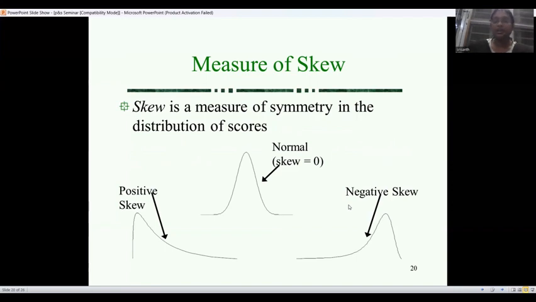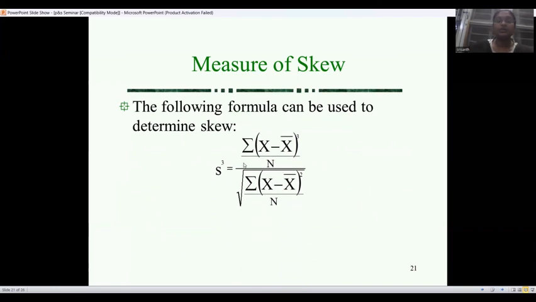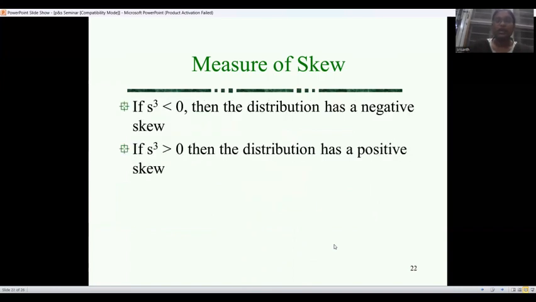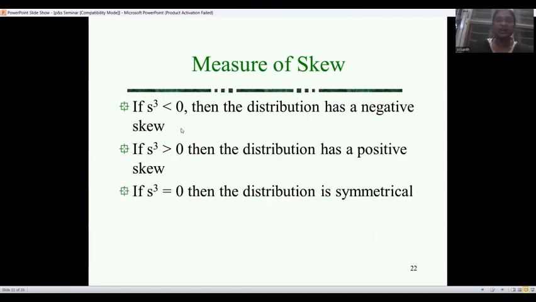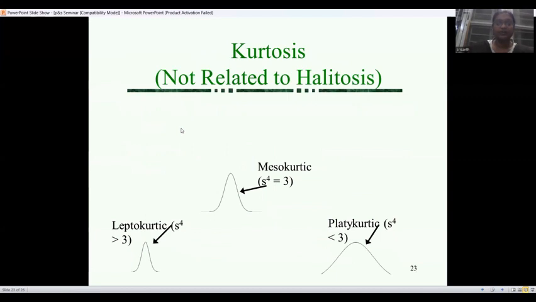A skew is a measure of symmetry in the distribution of scores. The formula can be used to define the skew. If the skew value S cube is greater than 0, then the distribution has positive skew. If the skew value is less than 0, then the distribution has negative skew. If it is equal to 0, then it is normal skew or symmetrical. The more different S cube is from 0, the greater the skew of the distribution.